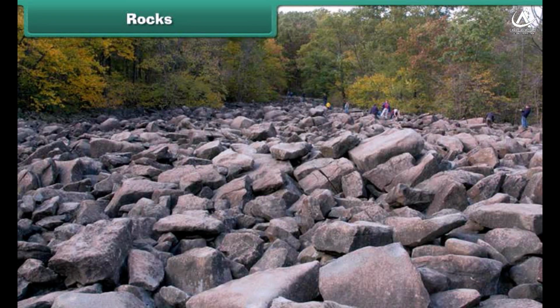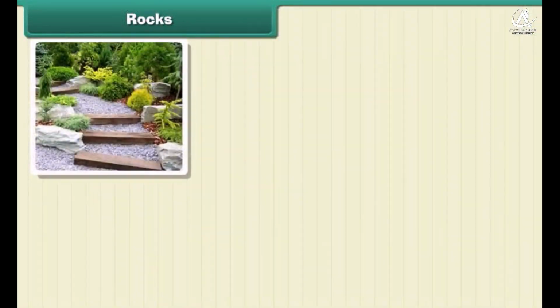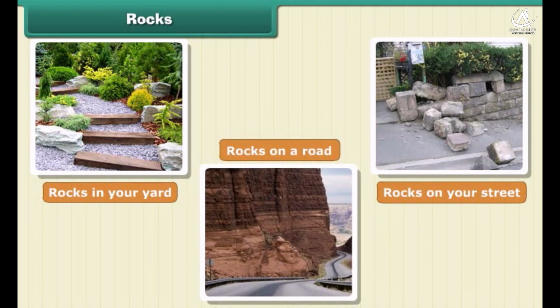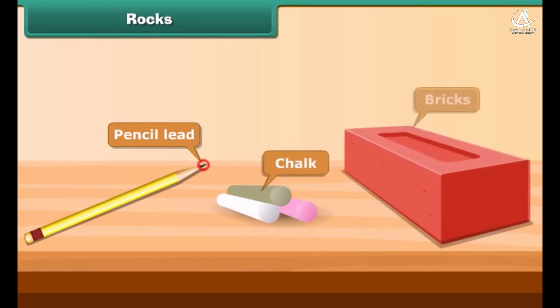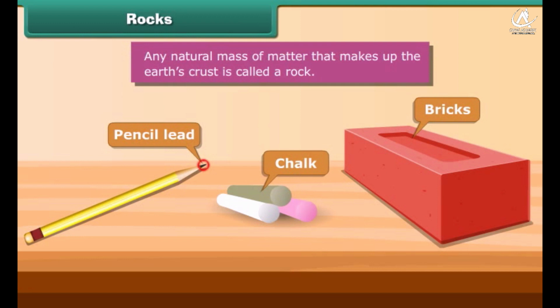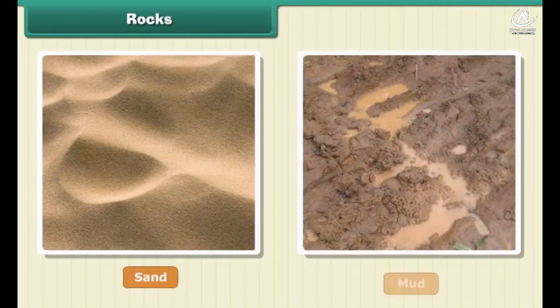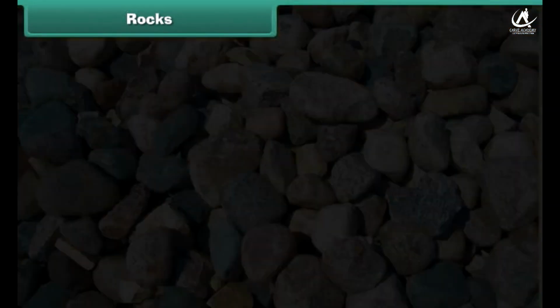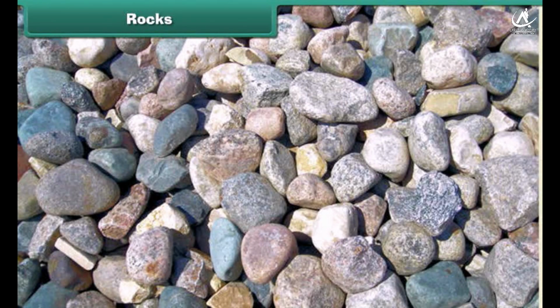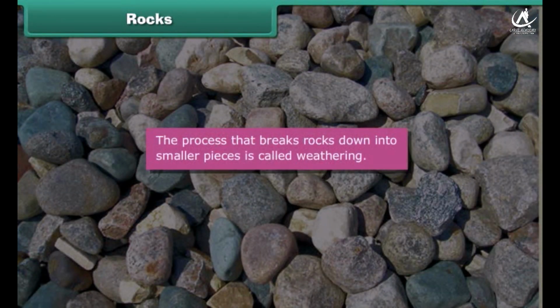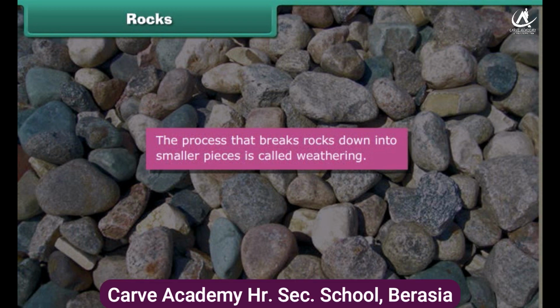Rocks are all around us. You can see rocks in your yard, on your street, on a road, everywhere you look. Pencil, lead, chalk, bricks are all rocks. Any natural mass of matter that makes up the earth's crust is called a rock. Do you know sand and mud are also rocks? Rocks can be of different size and color. The process that breaks rocks down into smaller pieces is called weathering.